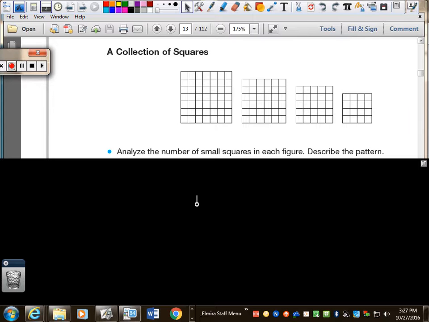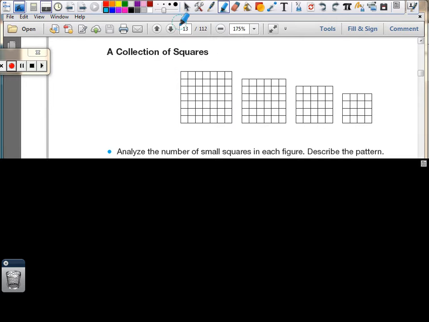Next we've got some squares. Analyze the number of squares in each figure and describe the pattern. What we notice is that each set of squares is getting smaller, and what we're really losing is the top row and the side row. Then we're losing the top row and the side row again, and the top row and the side. Each time, that's what we're losing to get to the next term.